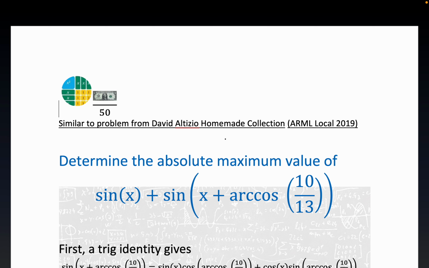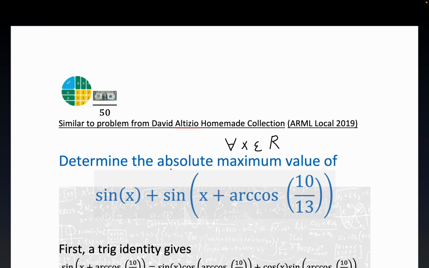Good day, everybody. This is a slightly modified problem from David Altizio's homemade collection. Very prolific problem writer. A lot of his problems ended up in various math competitions. This particular one was an ARML math problem, local, I don't know much about this, back in 2019. But it's a maximum value problem, y'all.